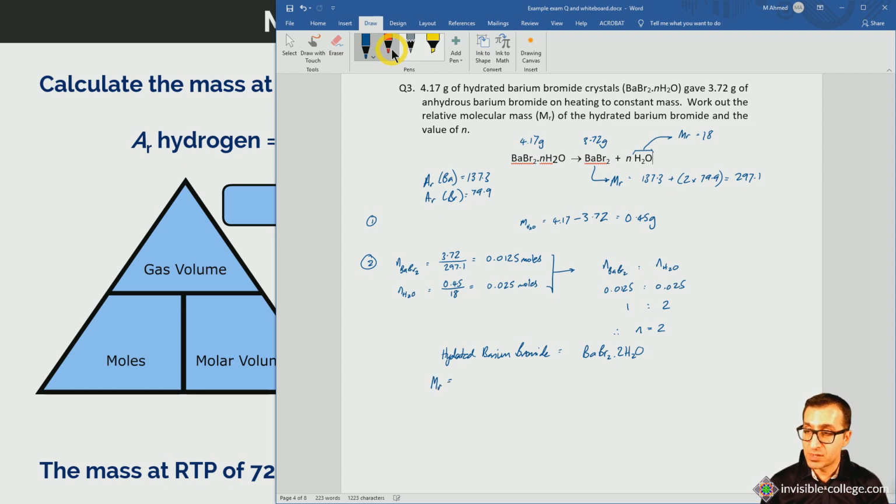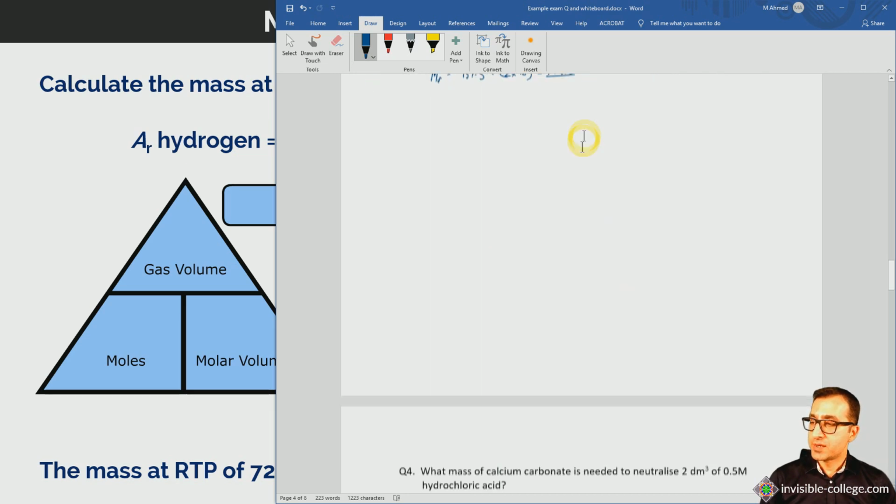So the relative mass is going to be the relative formula mass of barium bromide plus 2 times the relative formula mass of water. So we have 137.3 plus 2 times 18, which gives us 173.3. So let's move on to the next question.